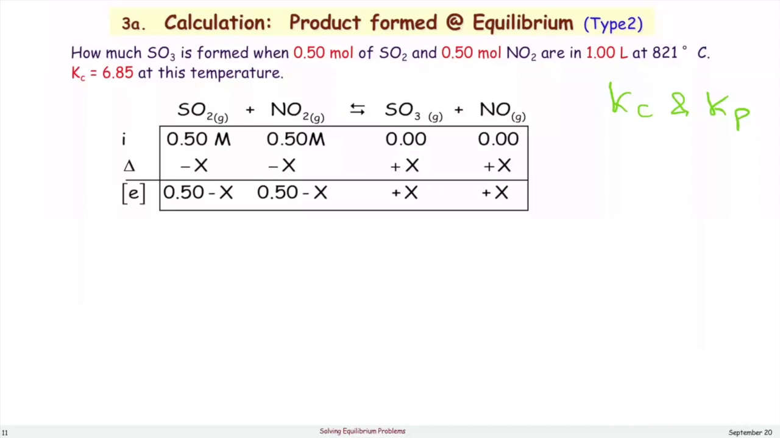So here's the initial. They tell you that you have 0.5 and 0.5. So that's the initial.